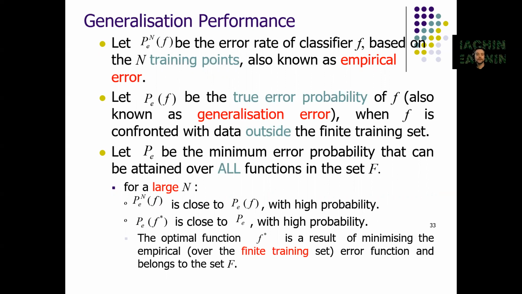So what theory has shown is that if you have a large number of training points, then the empirical error is close to the generalization error with high probability. And this generalization error for the optimal model amongst the ones you have trained is very close with high probability to the true error of your classifier, how your classifier will behave in the real world. Okay, so that makes sense. That's why we try to use large data sets.